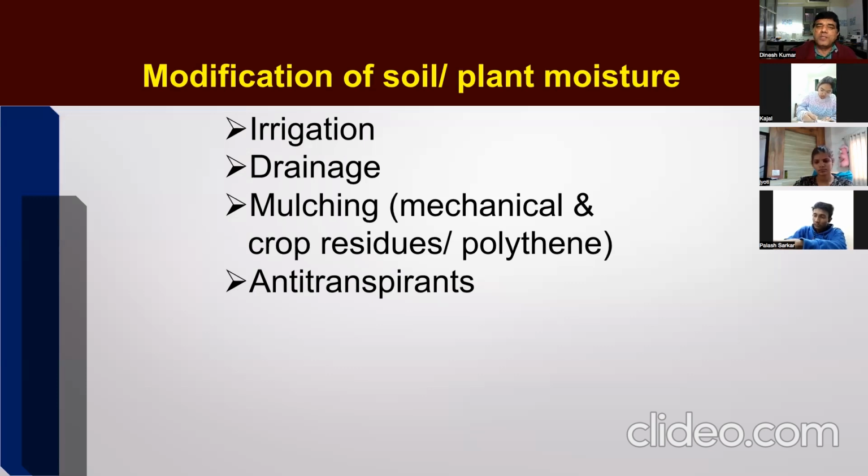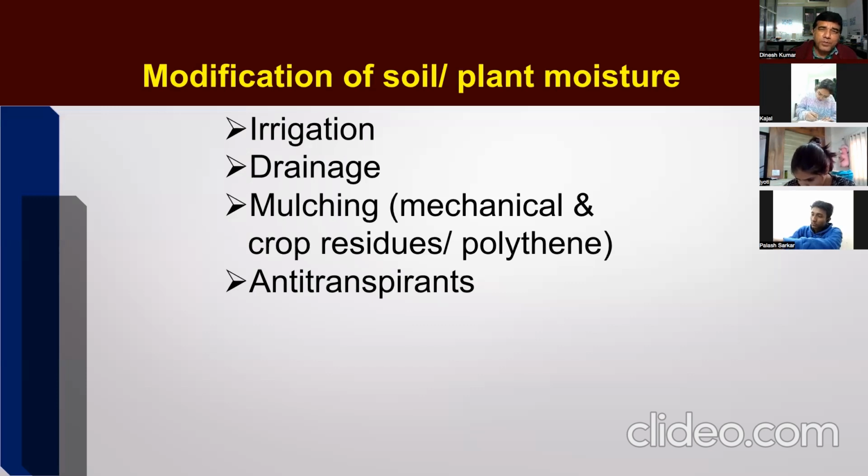खुरपी से उसको थोड़ा सा, you break the capillaries. जो capillary rise होता है ना, उनको break कर देते हैं. ऊपर से dust की तरह वो लग जाता है. This is called mechanical mulch. Crop residues are leftovers of the crops, and polythene is also used.